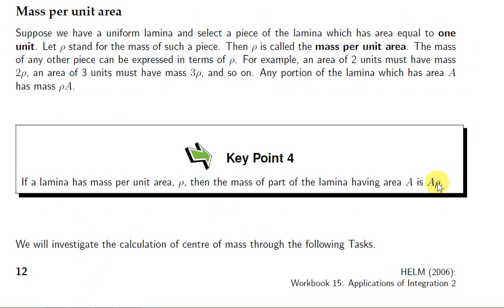So just to reiterate what I was saying in a different way maybe, if rho is the mass of 1 unit of the lamina, then 2 units will have a mass of 2 rho, of course. 3 units will have a mass of 3 rho, and so on. So if our mass element has area big A, well, I call it delta little ai, but okay, let's say it's big A, then its mass will be the area of it times the mass per unit area. So that's just reiterating what I said.